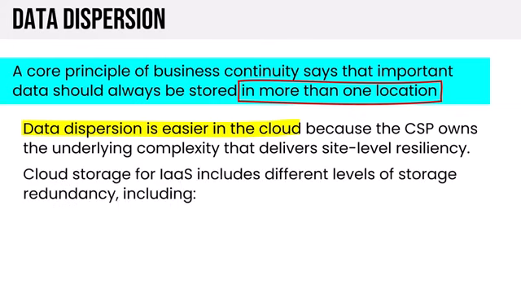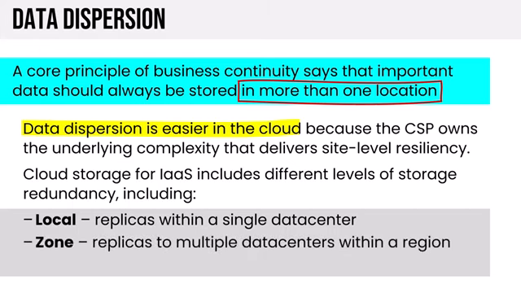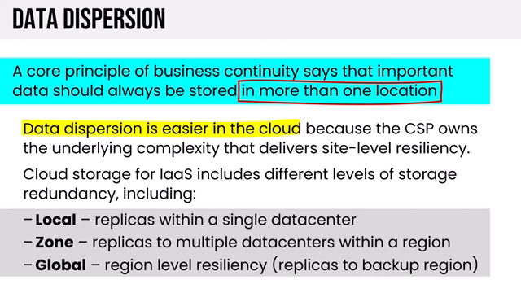And cloud storage for IaaS includes several different levels of storage redundancy, including local, where we see replicas within a single data center, zone, where we see replicas to multiple data centers within a region, and global, where we see region-level resiliency, where replicas are backed up to a backup region. We talked about those local, zone, and global concepts back in Domain 1 in Section 1.2.